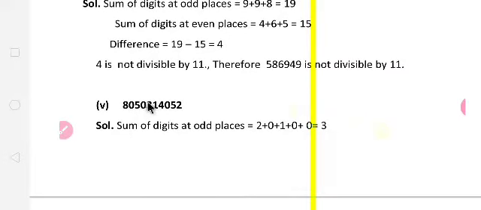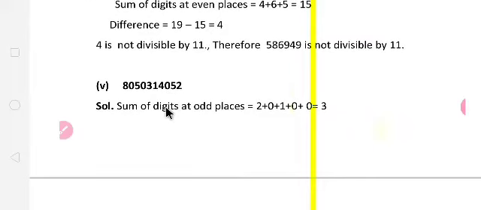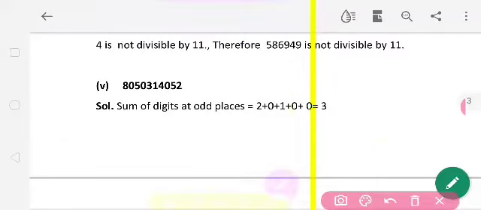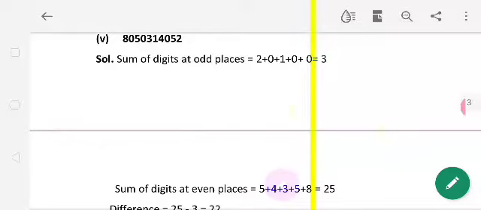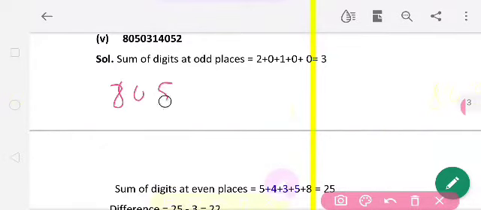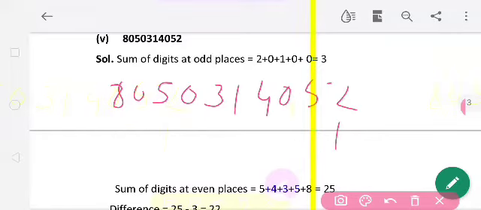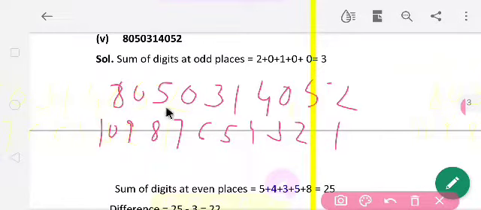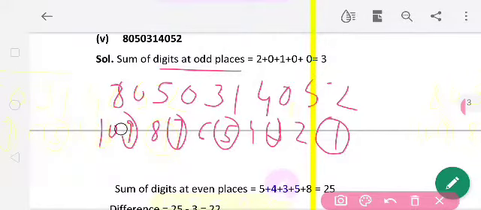The last one, this given number. Here you can see many digits are given in the number. So first we have to see the sum of its digits at odd and even places. The number is given as 8050314052. So 1, 2, 3, 4, 5, 6, 7, 8, 9, 10. These are the places. First is at odd place, means 1, 3, 5, 7, 9.